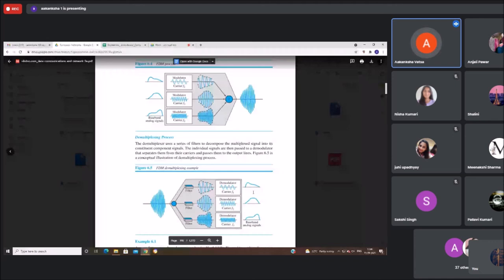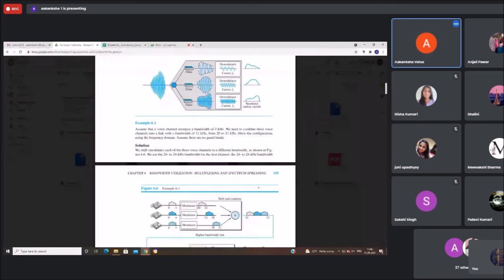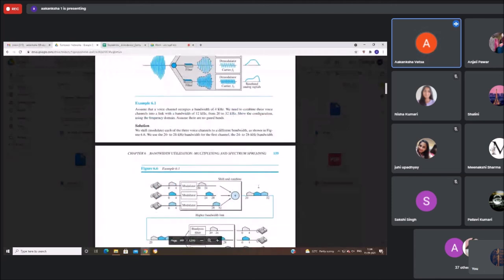So now this is example of FDM. I'll stop here after finishing this example. So we assume and we know that any voice channel or audio channel occupies a bandwidth of 4 kHz as I told you. So we need to combine 3 voice channels into a link with a bandwidth of 12 kHz.